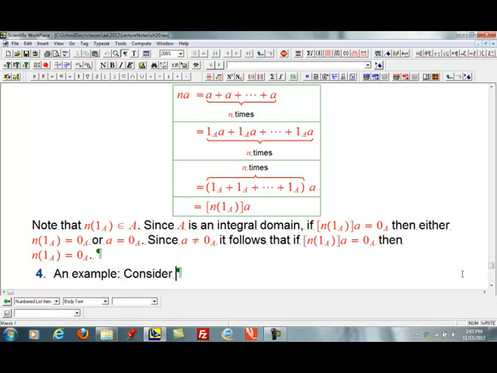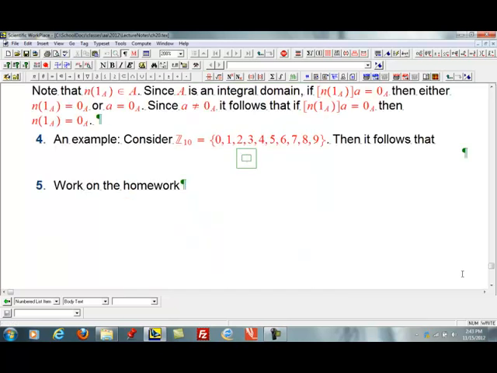Consider, actually we said Z2, let's make it a little bit different. Let's make it smaller than 29. How about 10? Consider Z10, that's our set 0, 1, 2, 3, and so on. The multiplicative identity is 1, so we add 1 together 10 times. Why did I choose 10? How many do I have? 1, 2, 3, 4, 5, 6, 7, 8, 9, 10. That is equal to 0 in Z10.